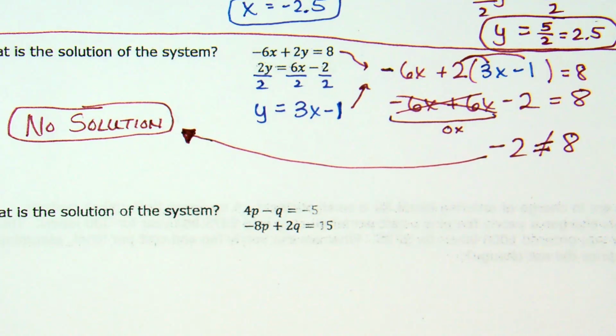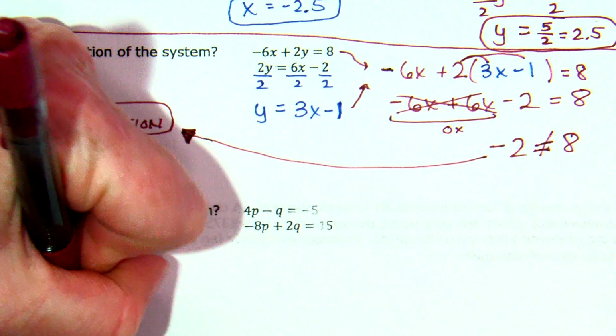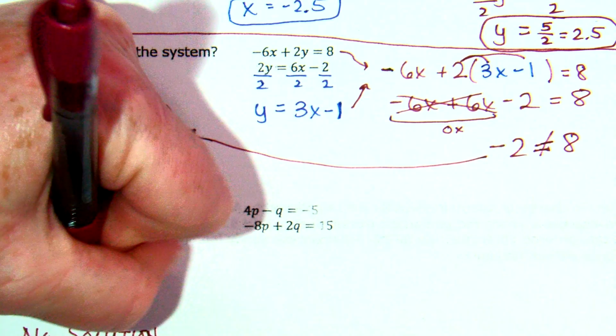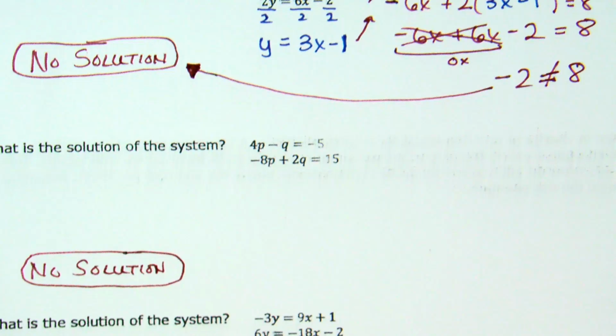Okay, we're skipping the next one. We're skipping our P's and Q's. If you want to work it out, I'll tell you it's a no solution as well. I should be making Carter happy there by skipping the P's and Q's. Let's go down to the bottom one.